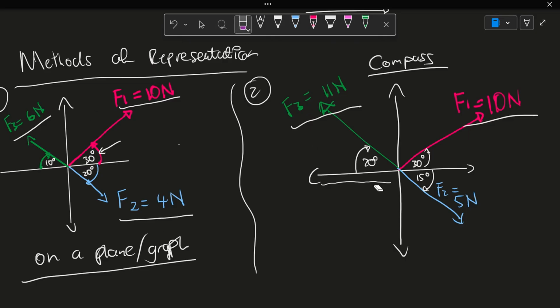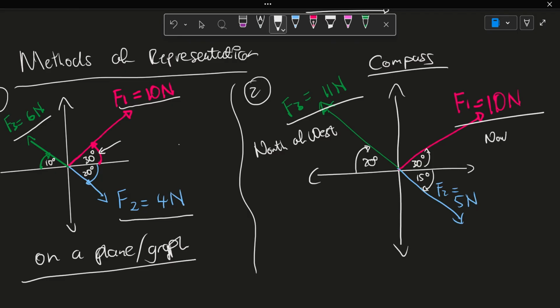But in this second one, it's a bit different. In the second one, you'd say this is 11 newtons to the north of east. Sorry, to the north of west, my bad. So it is 11 newtons to the north of west. And this is 10 newtons to the north of east. And this one is 5 newtons to the south of east. South of east, very important.